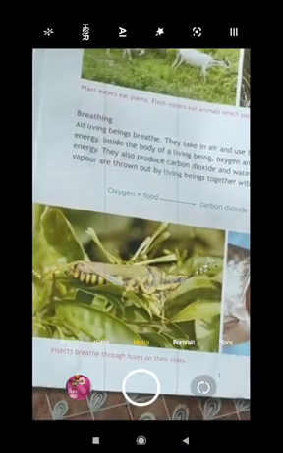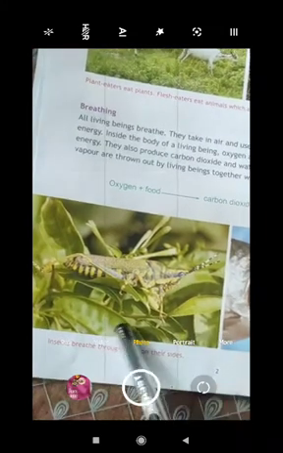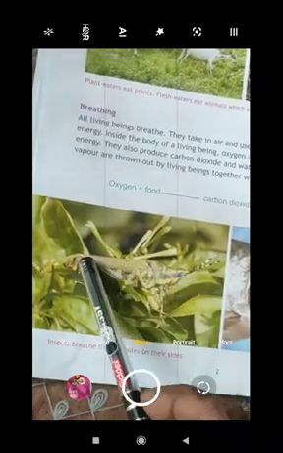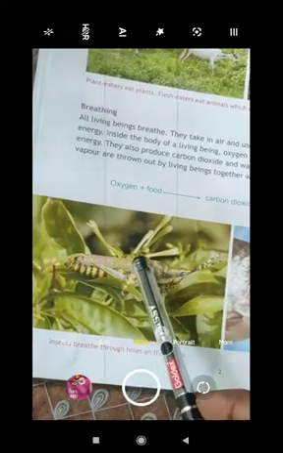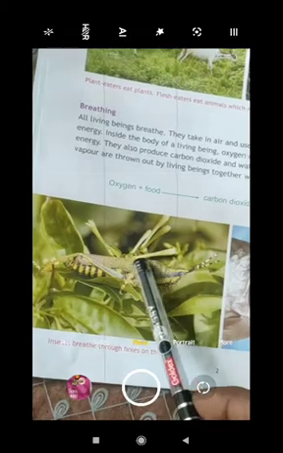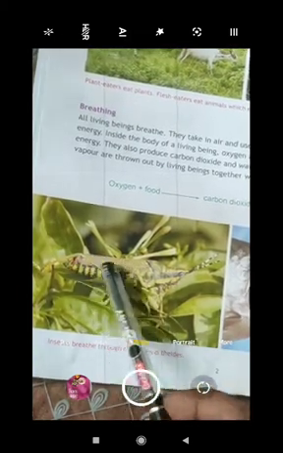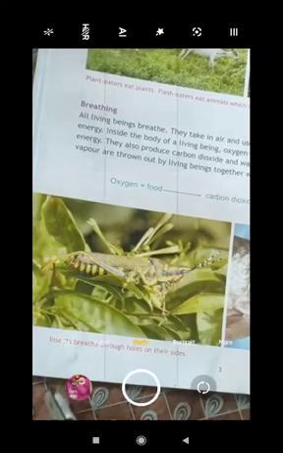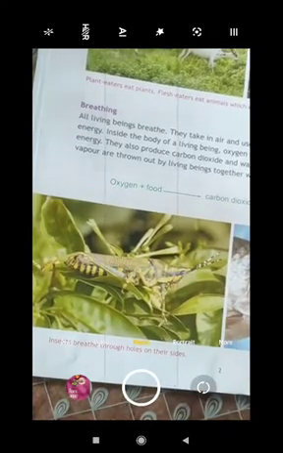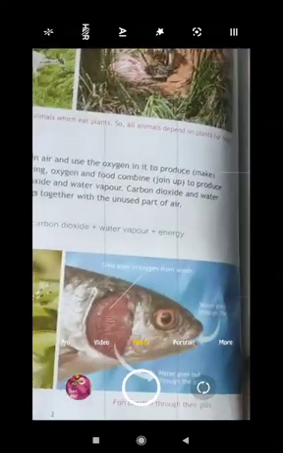Okay, insects breathe through the holes on their sides. Holes on their sides, in the sense, this is the body part of the insect. So they will not have a nose precisely. What happens is they will have holes instead of a nose. So with these holes only, they do the breathing part. Okay. And if you see with the fish, how do they do it?